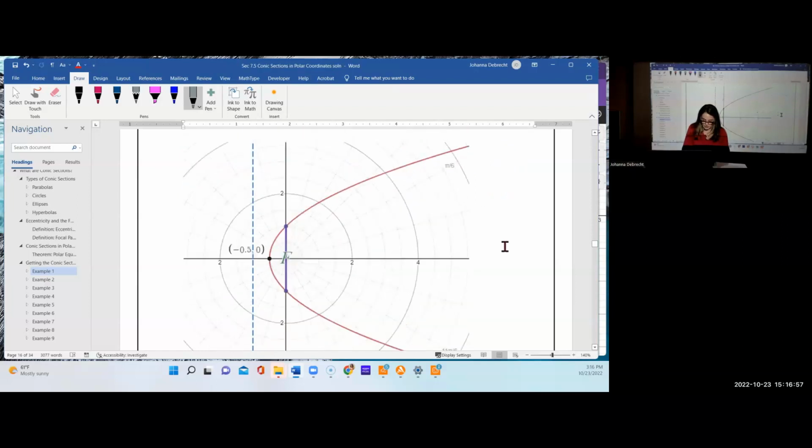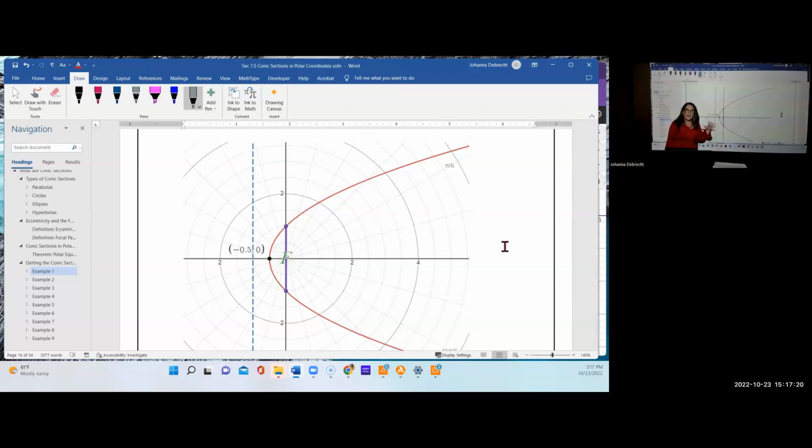Now we can take a look at what we've got on the parabola so far. We know that we have the center at (-0.5, 0). That is in the rectangular system. And this is the line x equals -1. And then we've got the endpoints of the latus rectum, and the latus rectum is graphed here in purple.